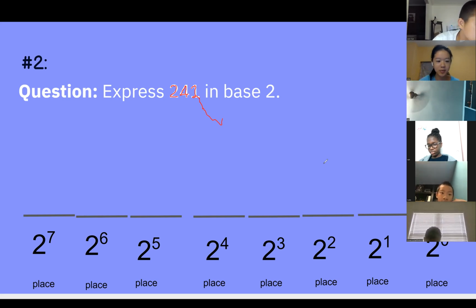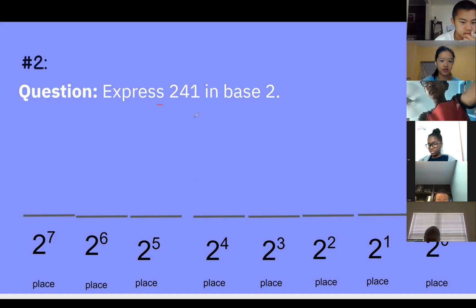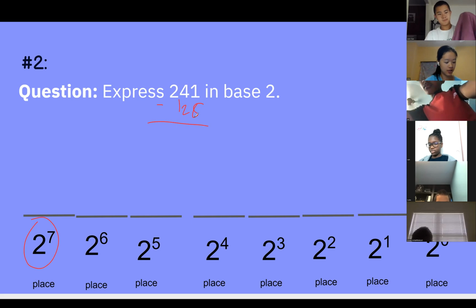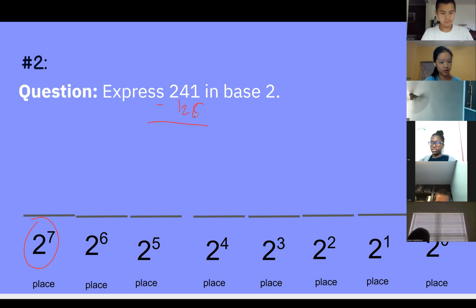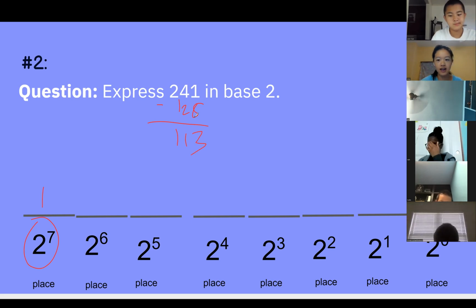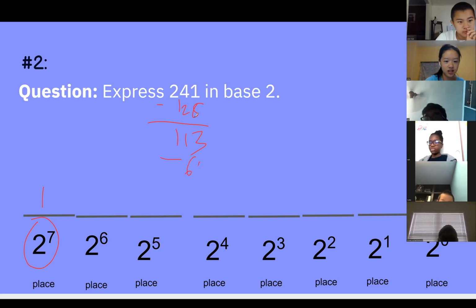Okay, looks like most people are getting the correct answer. So for this one, we would look for the biggest power of 2 that fits into this number. The biggest power of 2 that fits into 241 is 2 to the 7, so 128. And 241 minus 128 is 113. After that, the biggest power of 2 that fits into 113 is 64, 2 to the 6. So we put a 1 in that place.